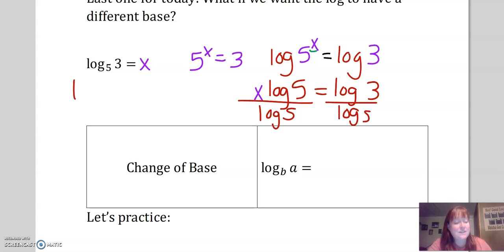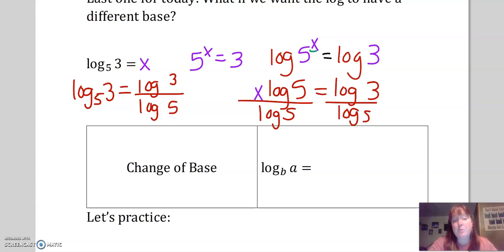And I get that log base 5 of 3, which is x, right? That is the ugliest 5. There we go. Equals log base 10 of 3 over log base 10 of 5. Now, it would have worked if I took the ln of both sides too, so this could have worked for ln. It could have worked if I did log base 3 of both sides, log base 100 of both sides. Doesn't really matter what log base I use as long as I do it to both sides.